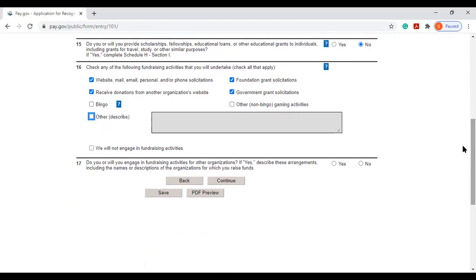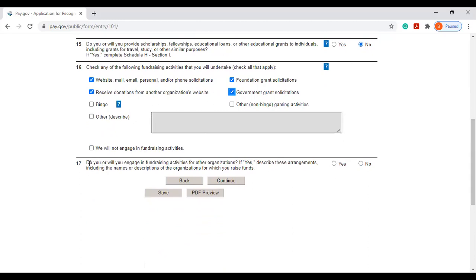Now, if you say, well, we're not going to engage in fundraising activities, then you would click this box and that would deselect all of the other ones up top. And believe it or not, there are some people who don't plan to have fundraising activities. They plan to self fund.